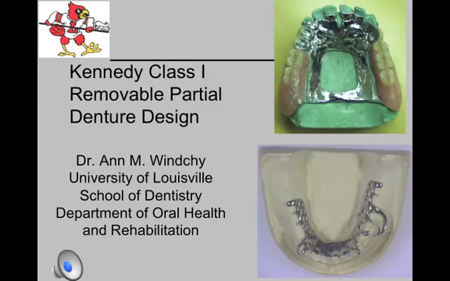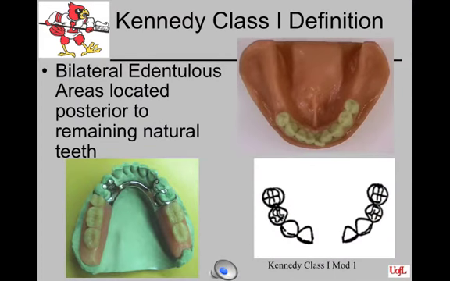This is a lecture on the Kennedy Class 1 removable partial denture design. The definition of a Kennedy Class 1 is a bilateral edentulous area located posterior to the remaining natural teeth. On the dentiform on the upper right, you can see that we have no modification spaces, but that doesn't mean that they can't exist in the Kennedy Class 1.